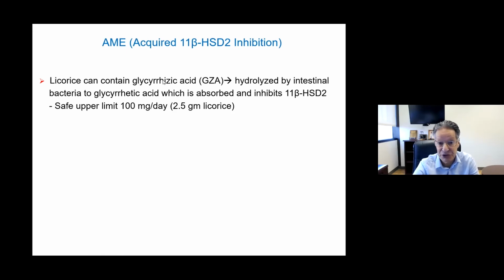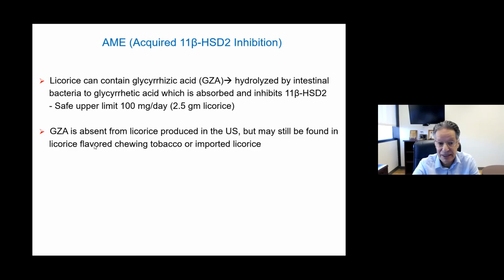So licorice contains glycyrrhizic acid, shortened to GZA, which when it gets into the intestine is hydrolyzed by certain bacteria to glycyrrhetinic acid. And the glycyrrhetinic acid absorbs and is a potent inhibitor of this enzyme. It's now thought that the safe upper limit is about 100 milligrams per day of GZA, or about 2.5 grams of licorice. Now, it turns out that GZA is now absent from most licorice produced in the US, but it still can be found in other countries, and it can be found sometimes in flavored chewing tobacco or imported licorice. The licorice is added to give it a sweet flavor.